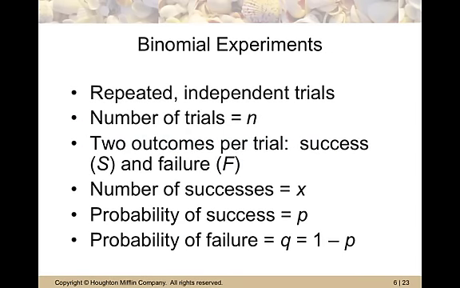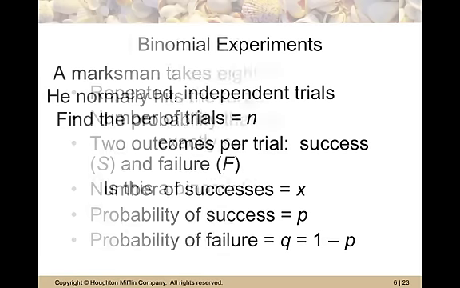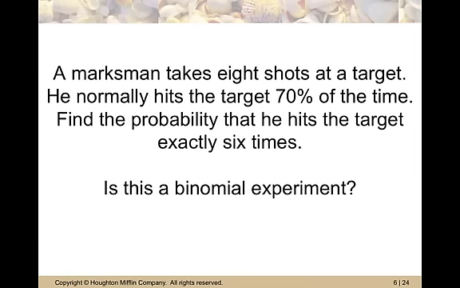So again, binomial experiments have repeated independent trials. The number of trials is equal to little n. There are two outcomes per trial: success, S, and failure, F. The number of successes is X, the probability of success is P, and the probability of failure is Q, or 1 minus P. Okay, so let's look at an example and see if it's a binomial experiment.